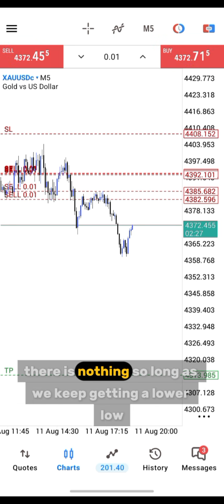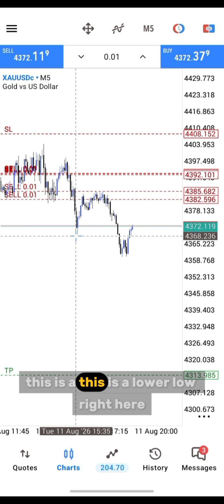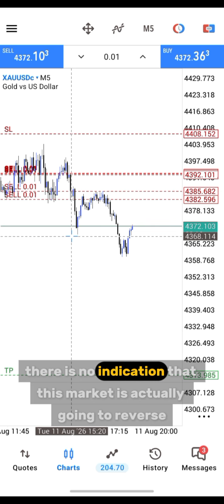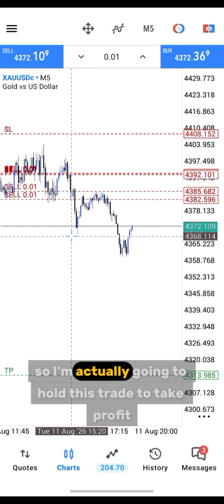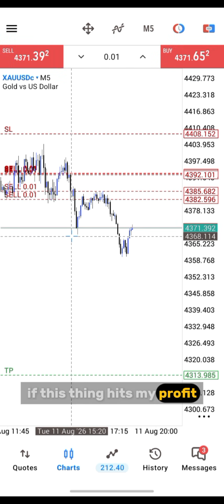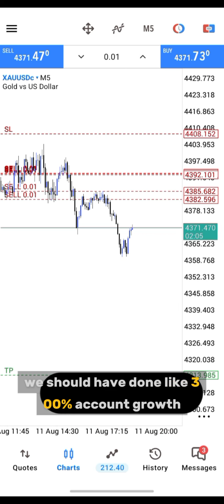Otherwise, there is nothing. So long as we keep getting a lower low, as you can see right here, this is a lower low right here. There is no indication that this market is actually going to reverse. So I'm going to hold this trade to take profit, and we should have done like 300% account growth if this thing hits my profit.